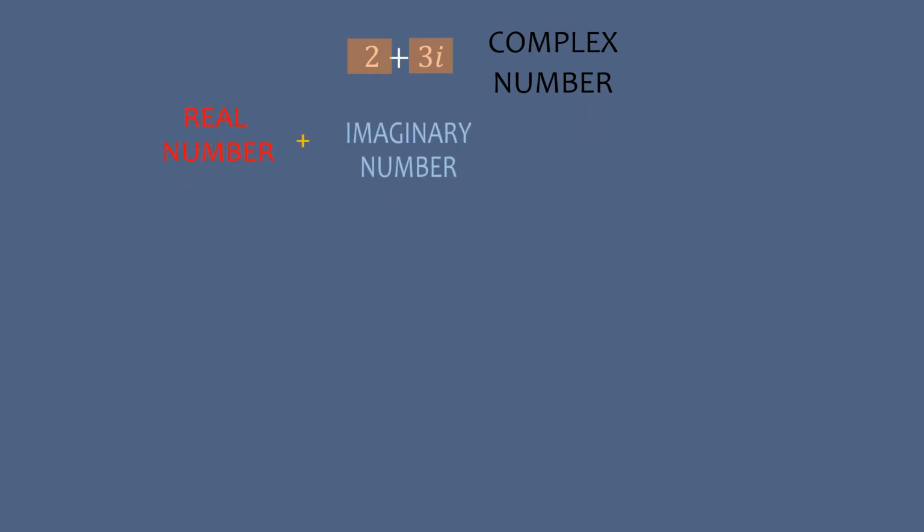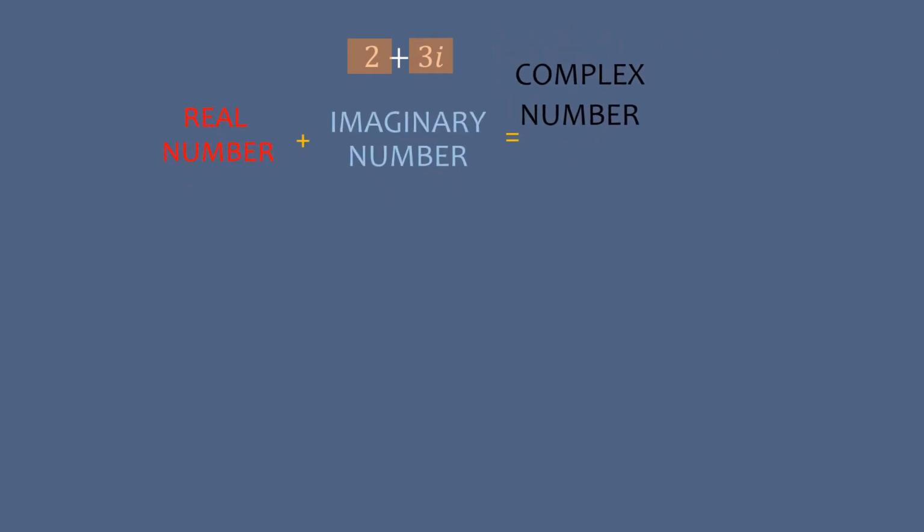What if we have a number like 2 plus 3i? Will this be an imaginary number? Well, we can be sure that this part of the number is imaginary and this part is a real number. So this is a mix of real and imaginary parts, and this is what we call an example of a complex number. Real plus imaginary is an example of a complex number.